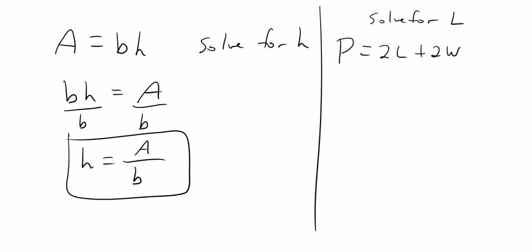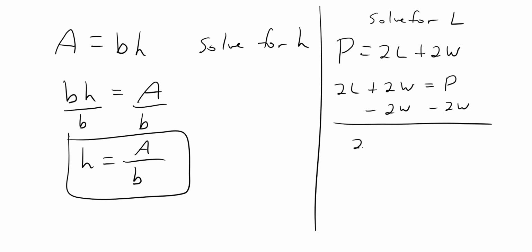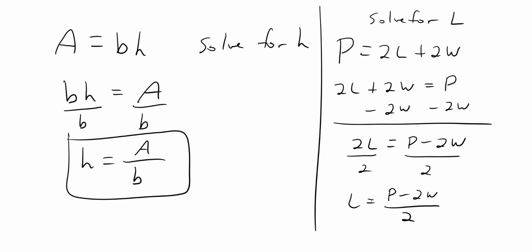So what I'm going to do is I'm going to move it over. So 2L plus 2W equals P. And I want to subtract 2W. So I get 2L is equal to P minus 2W. And then I've got a 2 in front of the L, so I need to solve for that. Solve L, so I can divide both sides by 2. So L is equal to P minus 2W over 2. That's it.